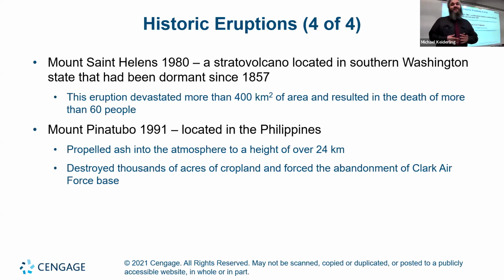In 1980, Mount St. Helens, which is a stratovolcano in southern Washington state that had been dormant since 1865, blew its top. It devastated more than 400 square kilometers of area and resulted in the death of more than 60 people. It leveled the forest all around. There are pictures of this where it used to be forested, and then after the explosion, the forest is gone and the lake below the mountain is entirely covered with felled trees.